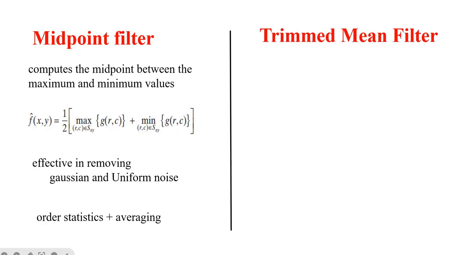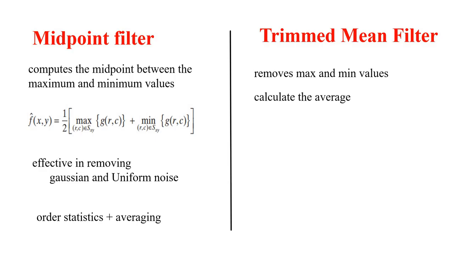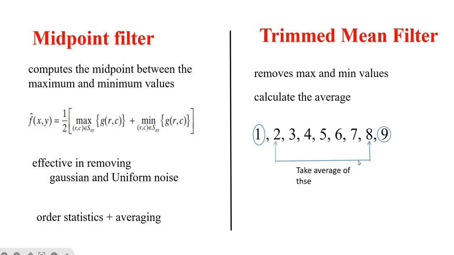Next you have the trimmed filter. The trimmed filter works by removing the max and the min values, and it will calculate the average of the remaining values. Suppose you have the numbers 1, 2, 3 up to 9. Then it will remove the first number and the last number, find the average of the remaining numbers, and the pixel is replaced by that value. This is how the trimmed mean filter is calculated.